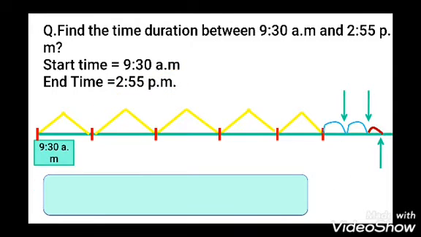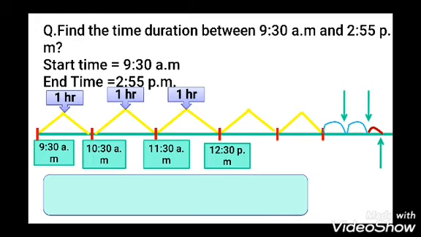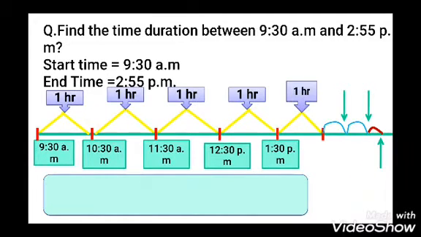So now let us see if we start the time on the number line. This is 9:30 a.m. 1 hour shows the mountains. After 1 hour the time is 10:30 a.m. Again after 1 hour it is 11:30 a.m. After 1 hour it is 12:30 p.m. After 1 hour it is 1:30 p.m. Again after 1 hour the time is 2:30 p.m.